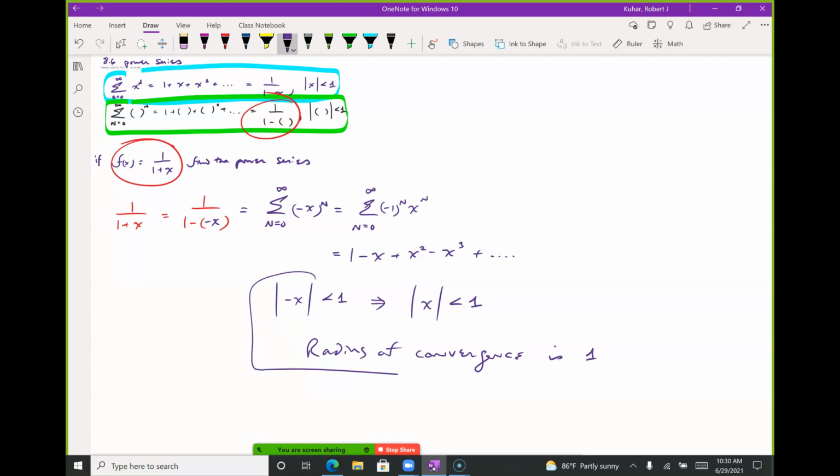And this part will make more sense Monday when I do the ratio tests. I want to give you something substantial to work on over the weekend to be able to create power series, to be able to create Maclaurin series, to be able to integrate them.